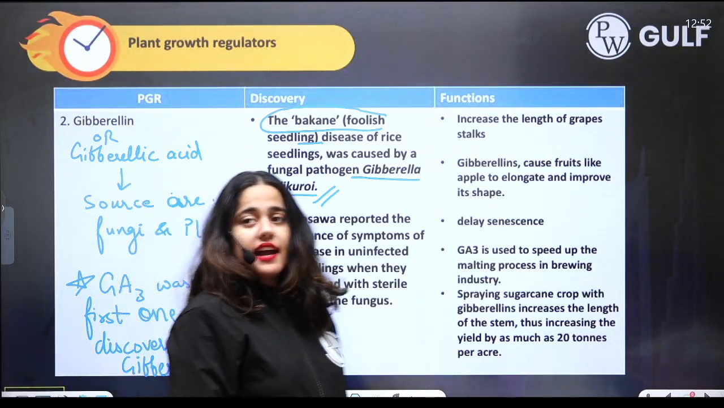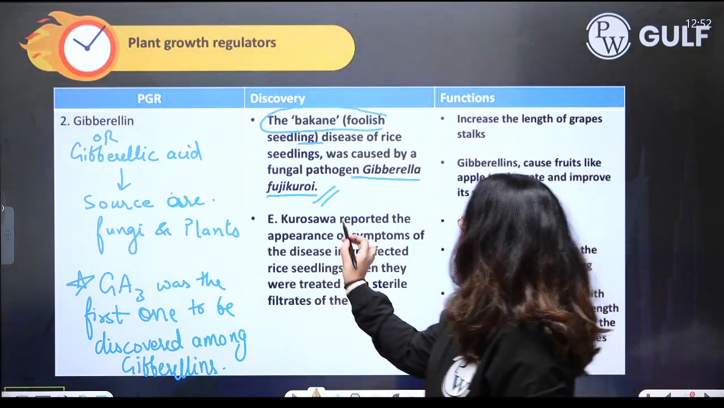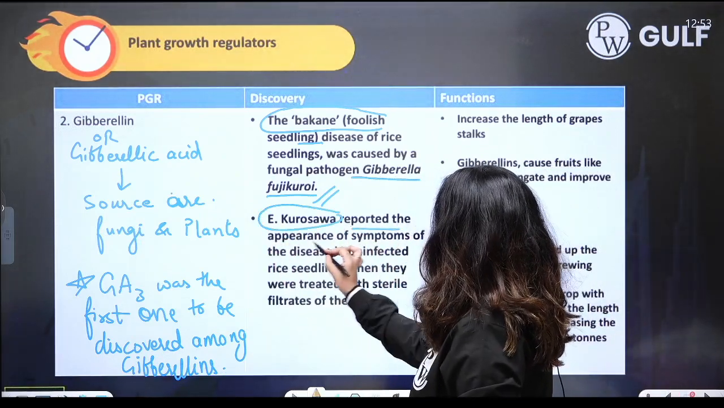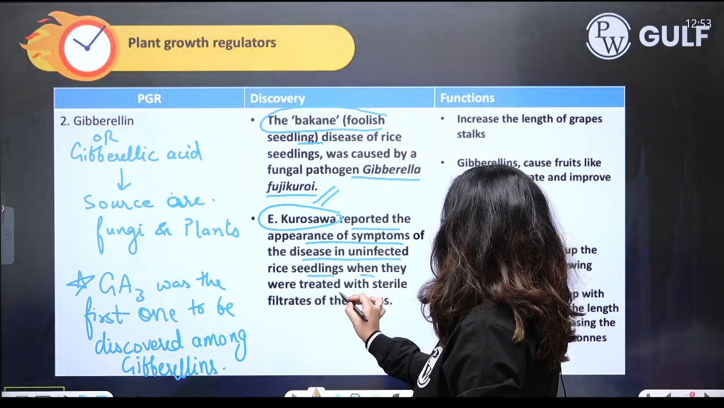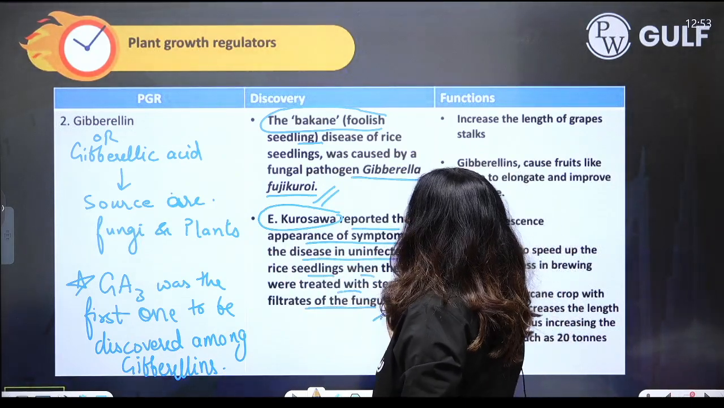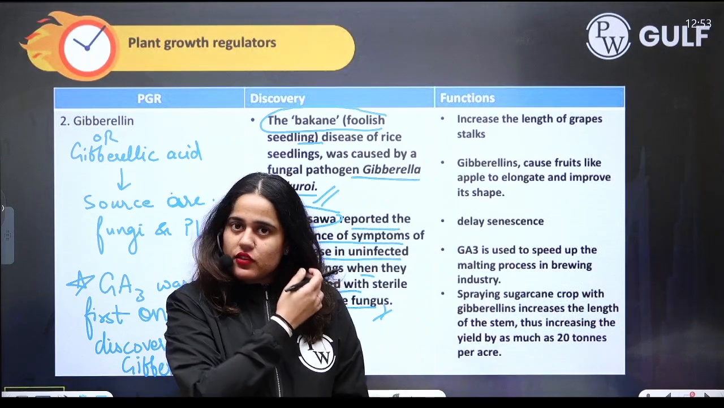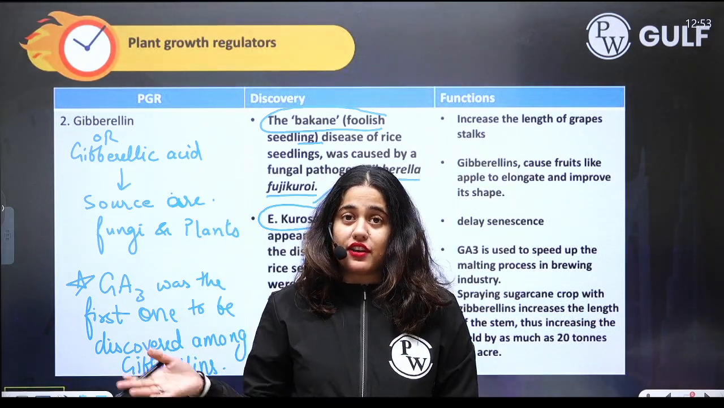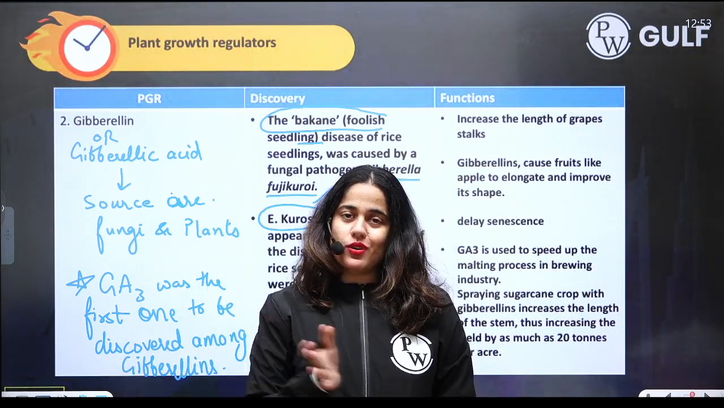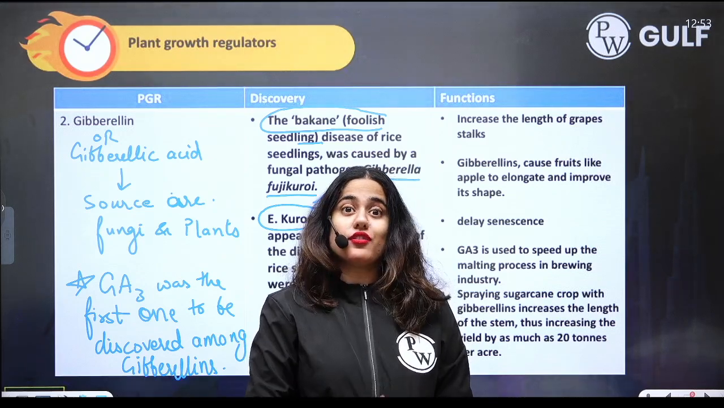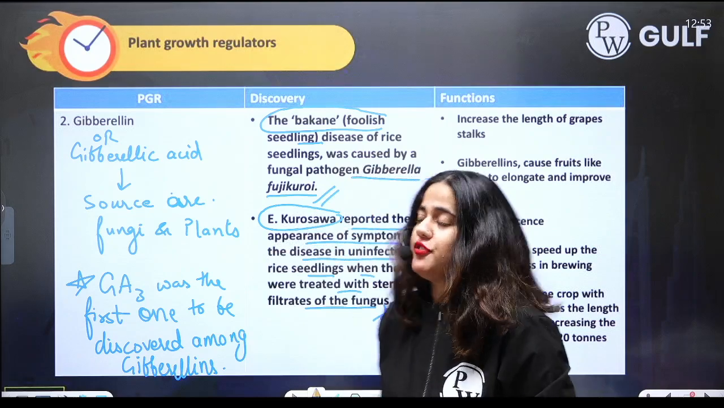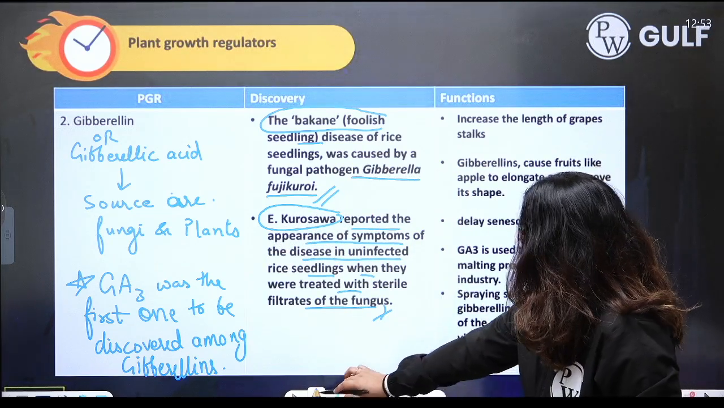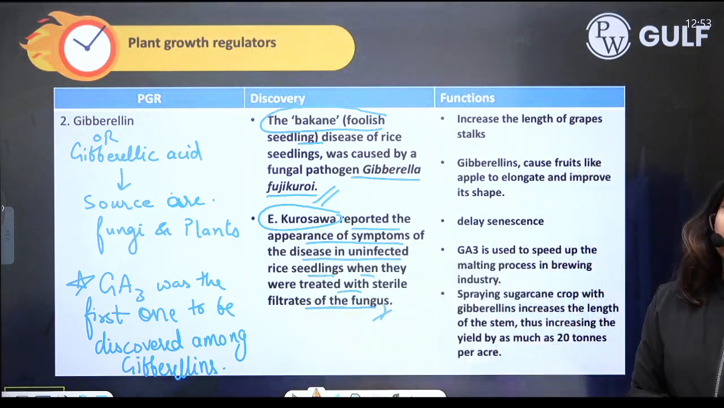So, who was the scientist? Who was the pathologist? E. Kurosawa reported the appearance of symptoms of the disease in unaffected rice when they were treated with the fungus. So, what did E. Kurosawa do? He transferred the infection from unhealthy to healthy plant, and healthy plants also developed the symptoms. So, he found out that it's a fungal infection. Okay.